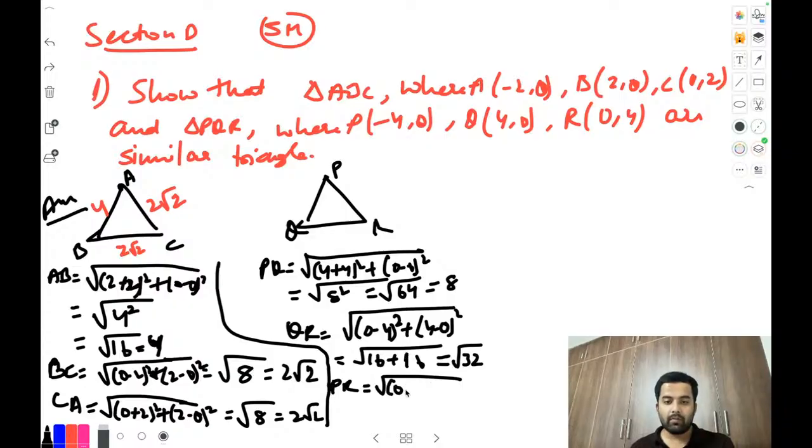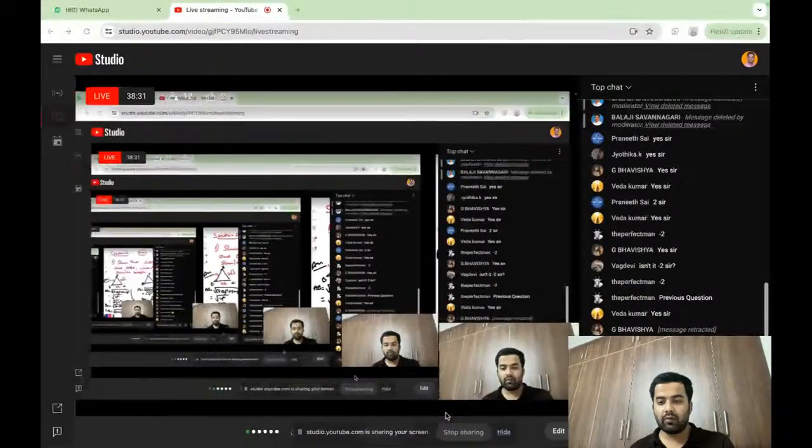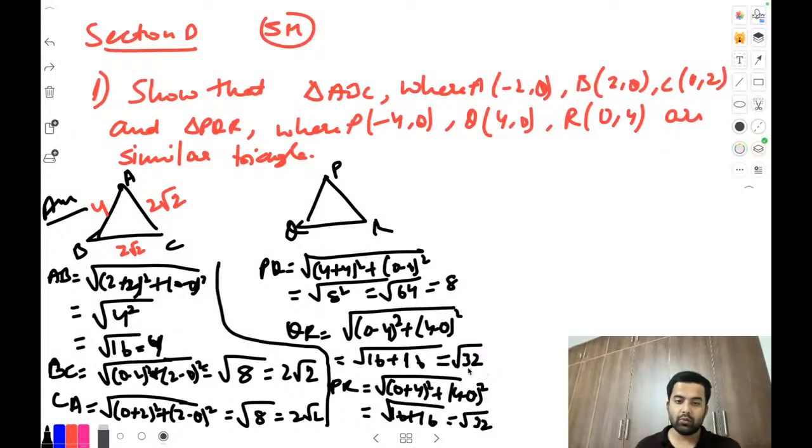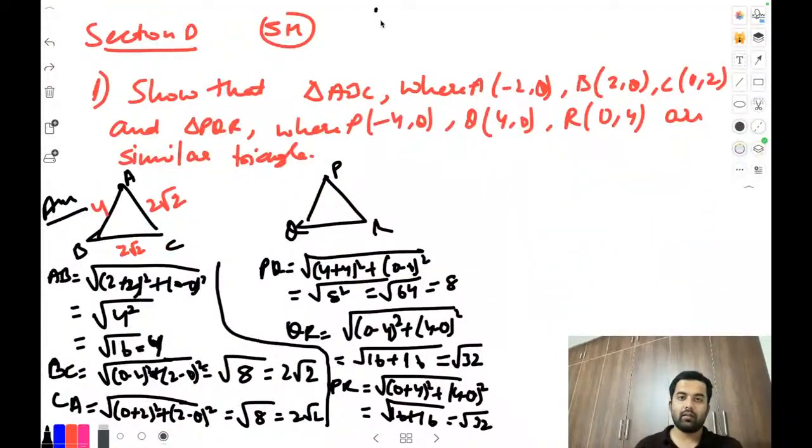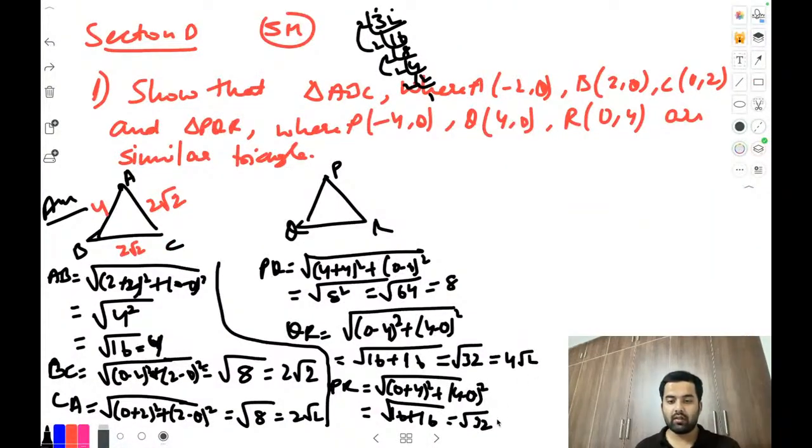PR will be 0 plus 4 whole square and 4 minus 0 whole square. This again 16, this again 16, root 32. What is the short form of root 32? Anyone? Nobody? Root 32, what will come? 16, 8, 4, 2, 1. Okay, there is a pair. So 4 root 2 will come, right? Fine, good. So this answer is 4 root 2.